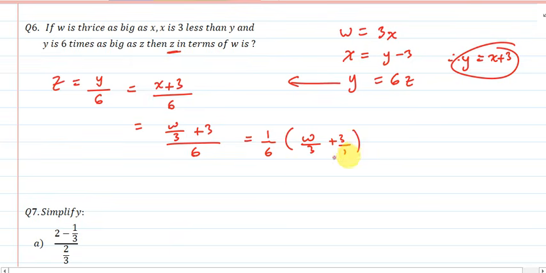So let us simplify this on the numerator. We've got 3 here times 1 over 6. Let me just write the 1 over 6 at the end. What we have is w plus 9, and my final answer should be w plus 9 over 18. Right, and you will select the correct option provided for you.